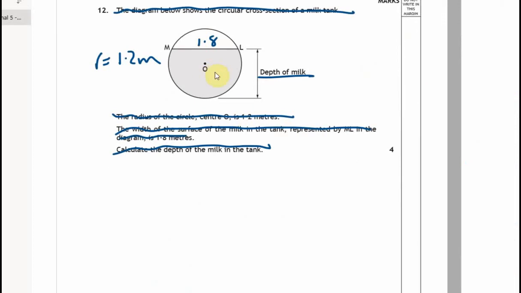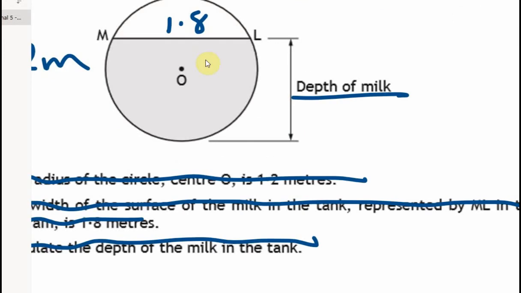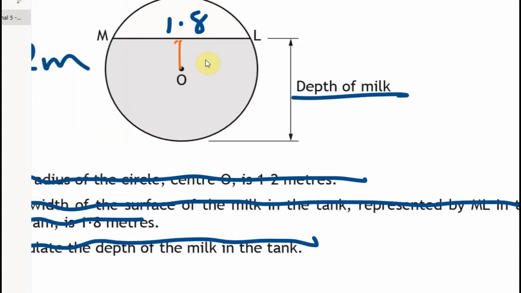The only bits of information we've got are the radius and this length, and we're trying to work out depth. So first of all, I would say, what is the depth? If I zoom in, we could break it into two parts. The depth is going to be this bit in here, which we don't know, plus this bit in here, which we do know, because this is the radius. So the depth of milk is r plus x.